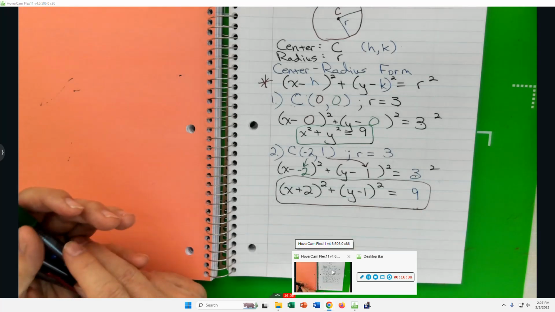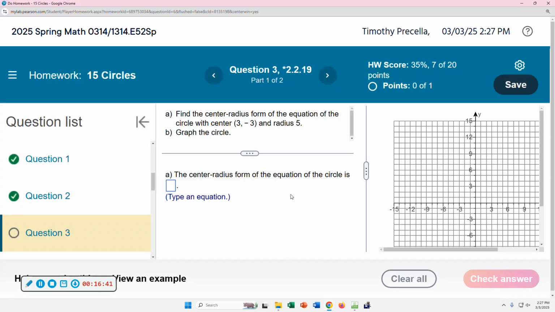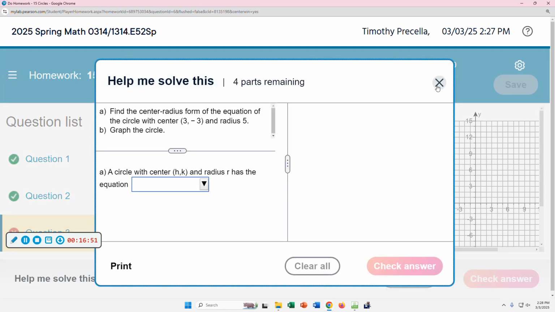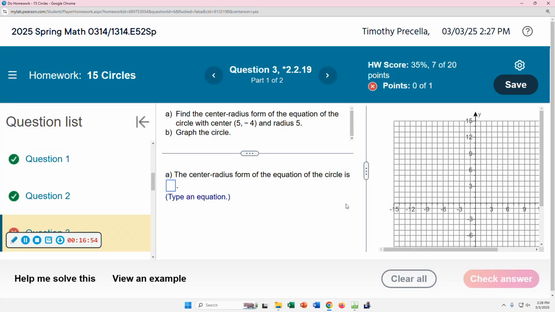Number 3. Boy, I don't like having that same number. Yeah, don't write this down. Let me see if I can get different numbers. Okay, that's better. I'd rather have the center at 5, -4. And the radius is also 5? Okay.